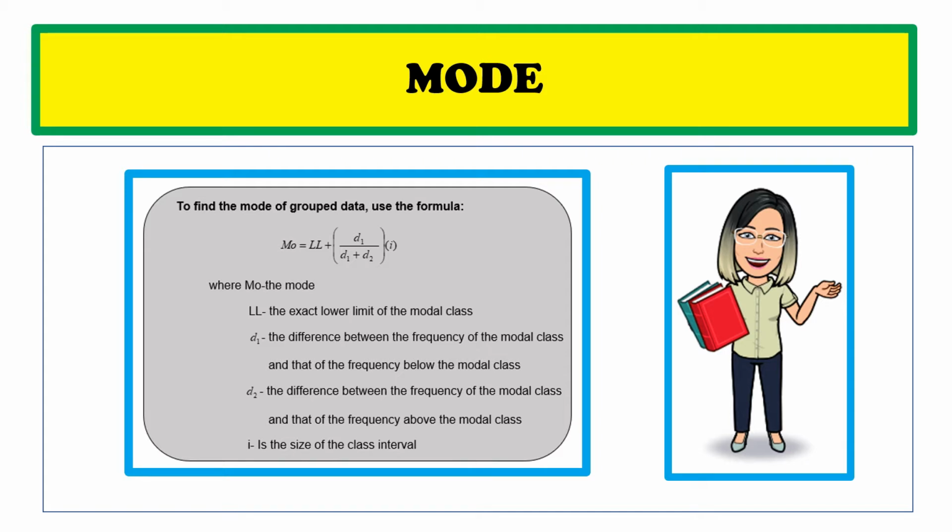LL is the exact lower limit of the modal class. d1 is the difference between the frequency of the modal class and that of the frequency below the modal class. d2 is the difference between the frequency of the modal class and that of the frequency above the modal class. i is the size of the class interval.